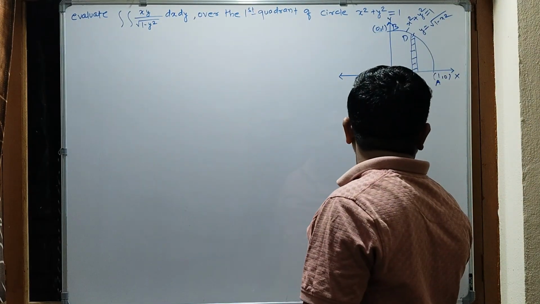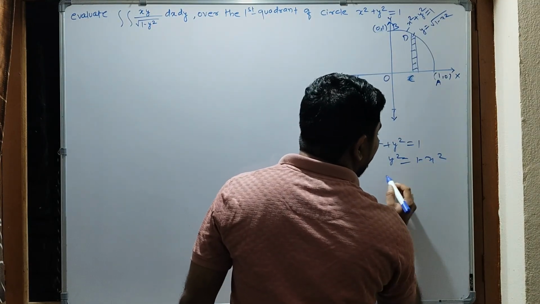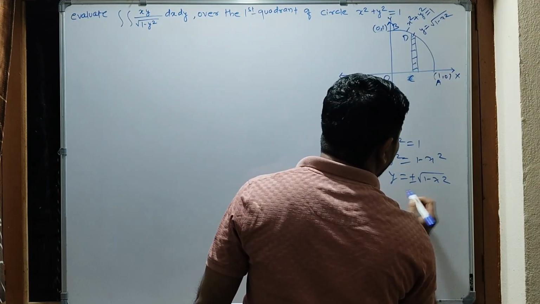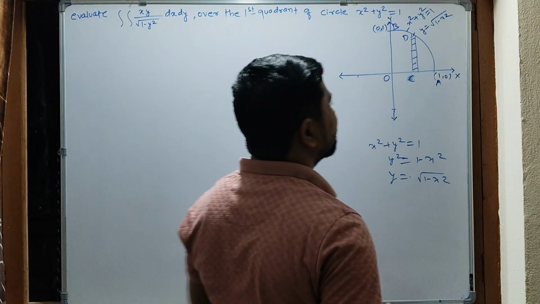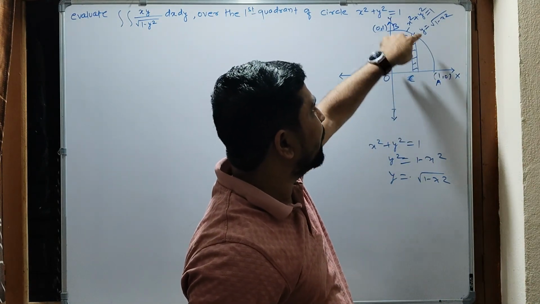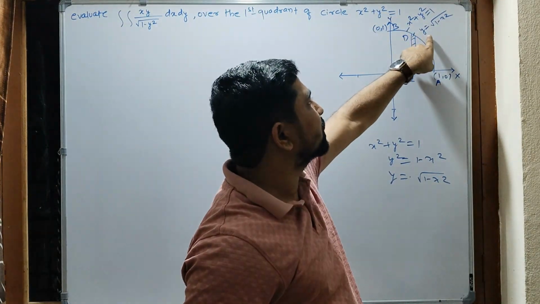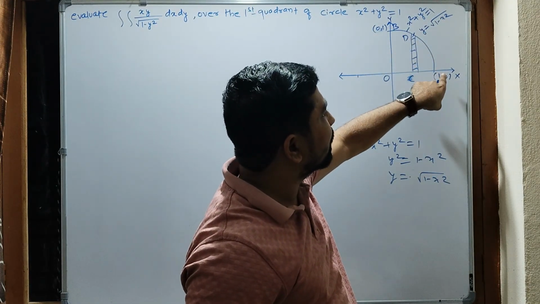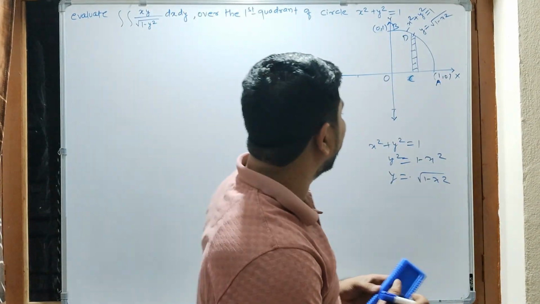In the starting, x square plus y square equal to 1. So y square equal to 1 minus x square. Therefore y equal to plus minus under root 1 minus x square. But here we are in the first quadrant, that's why I am taking only positive: y equal to under root 1 minus x square. So my strip CD starts at the x axis and terminates on the circumference of my circle, and the value of y at any point on the circumference of the circle in the first quadrant is y equal to under root 1 minus x square.